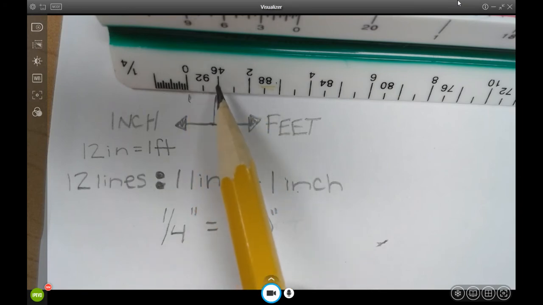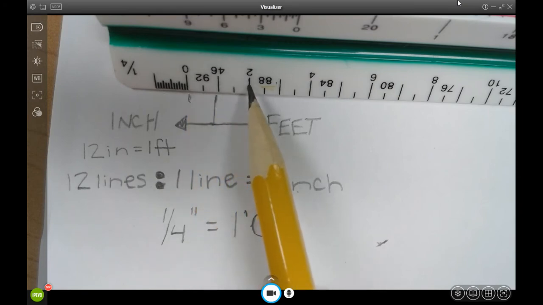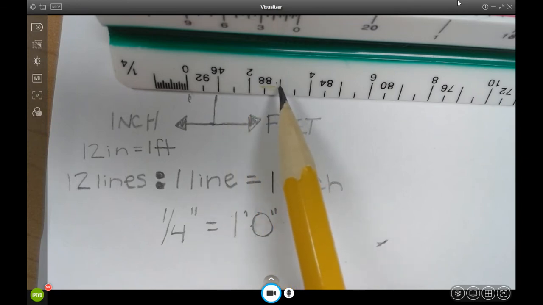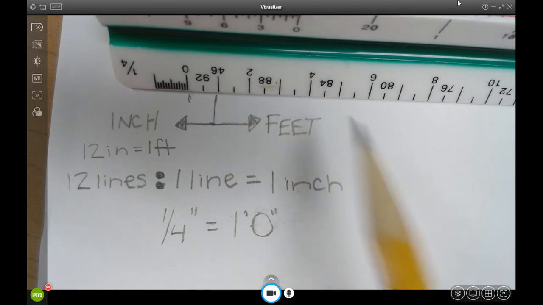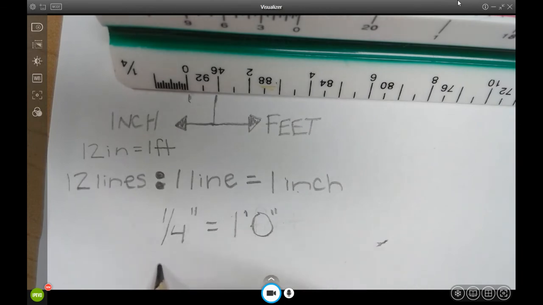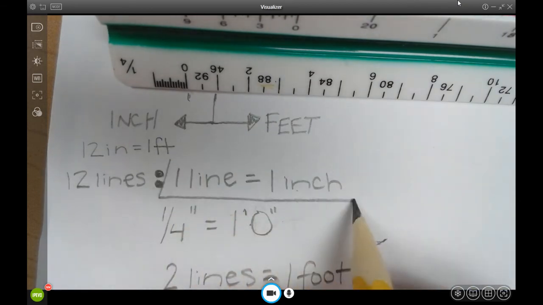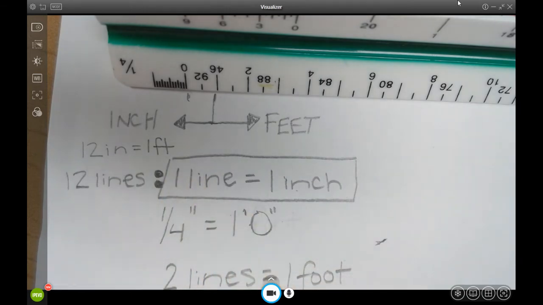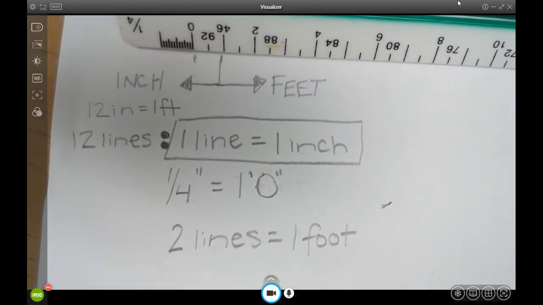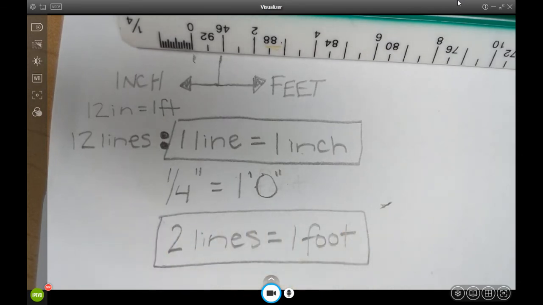So jumping 2 lines here is 1 foot, jumping 2 lines here is 2 feet, jumping another 2 is 3, jumping another 2 is 4. So for our feet, we have every 2 lines equals 1 foot. All right, so we know that 1 line equals 1 inch is important to us, and we know that for every 2 lines equals a foot in our feet section.